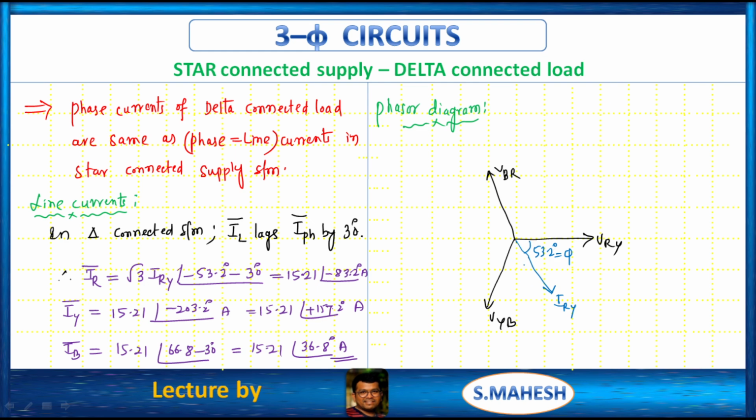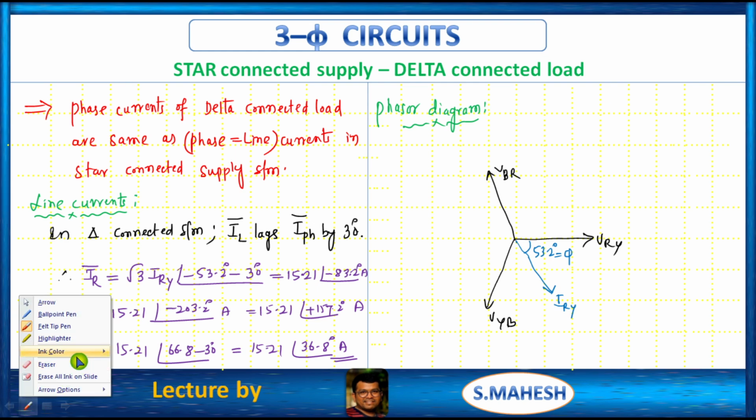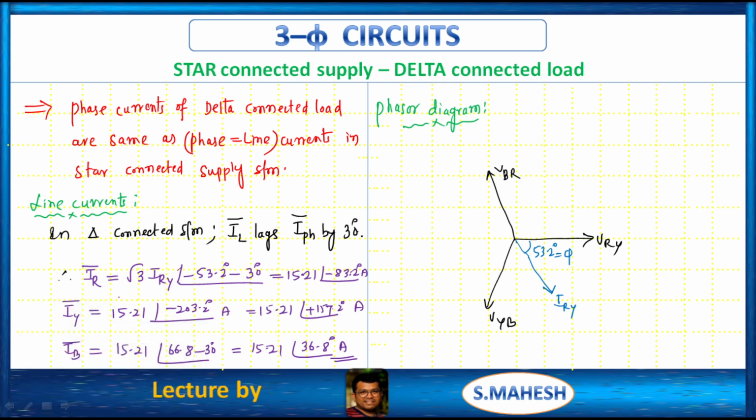Here I am providing only one phasor. We will get IR. See, IR is what? At an angle minus 83.2. That is, the line current lags the phase voltage by 30 degrees. See, this is IRY. So to get IR, obviously it is displaced from this phase current by 30 degrees, so we have to add just 30 degrees to this. Say this is 30 degrees. That's it. This is IR.